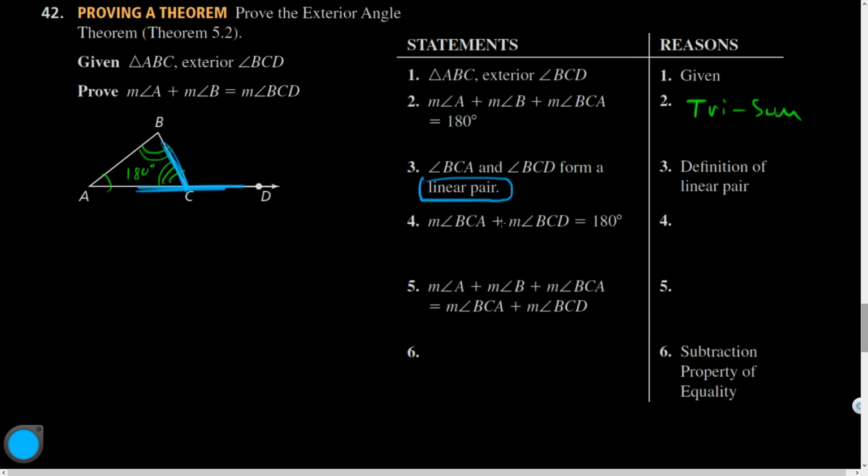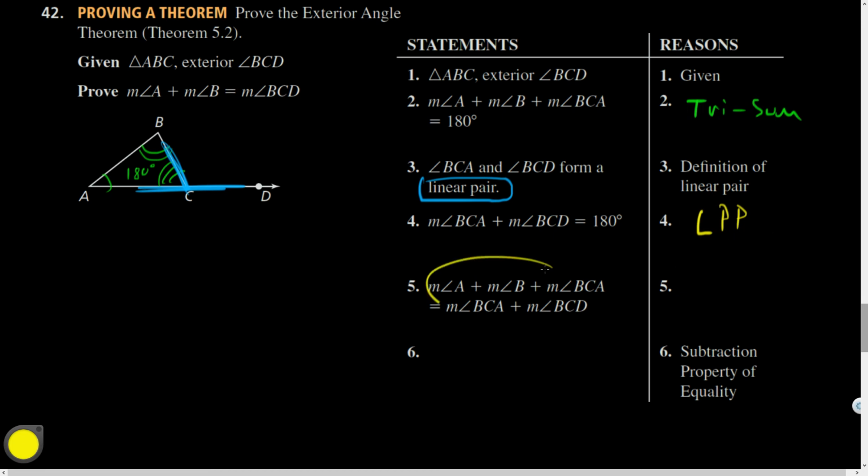And then they said the measures of BCA plus BCD equals 180. Claim, why is that true? LPP, yeah, you know me, linear pairs are supplementary. So linear pair postulate, you guys got that in your spell books as well.